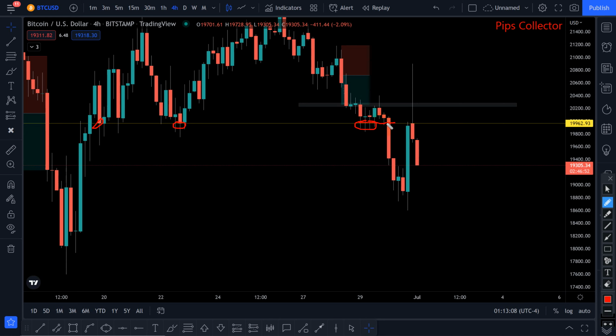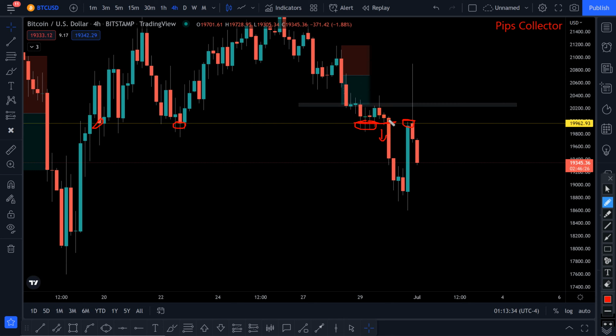If price could break and close below this zone, this level, and you see this level was respected to the T, and this was something we drew more than 2 days ago or so. Just watch the forecast for yesterday and the day before yesterday. You will see this level, 19962.93, and we respected it to the T. So the point here is this: I wanted price to break and close below here to take more sales.